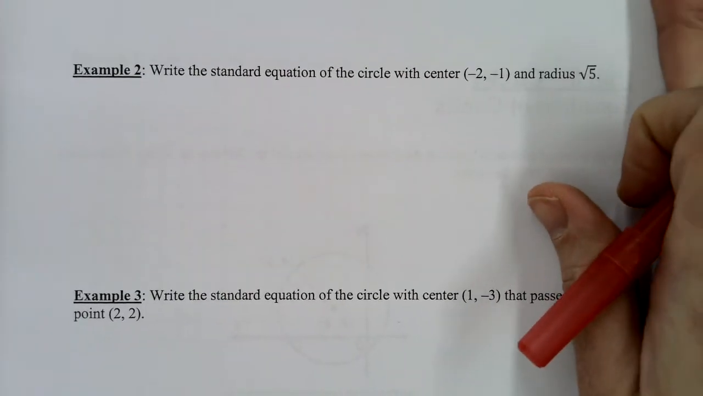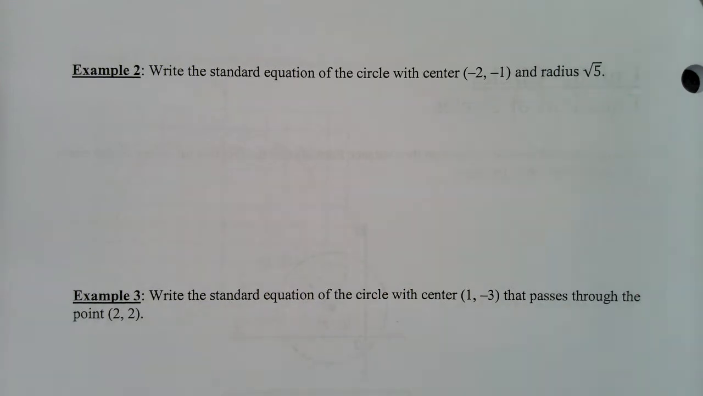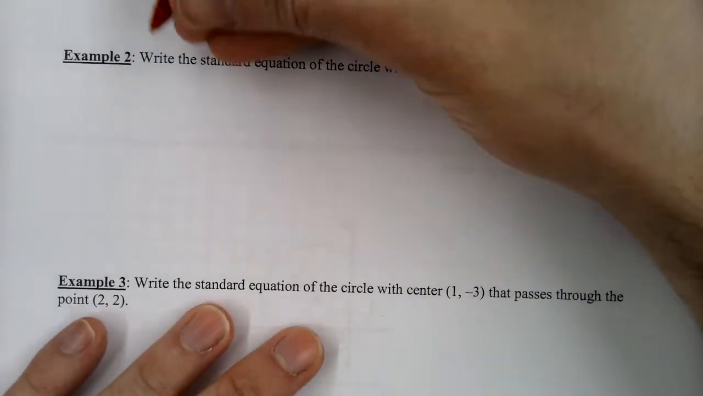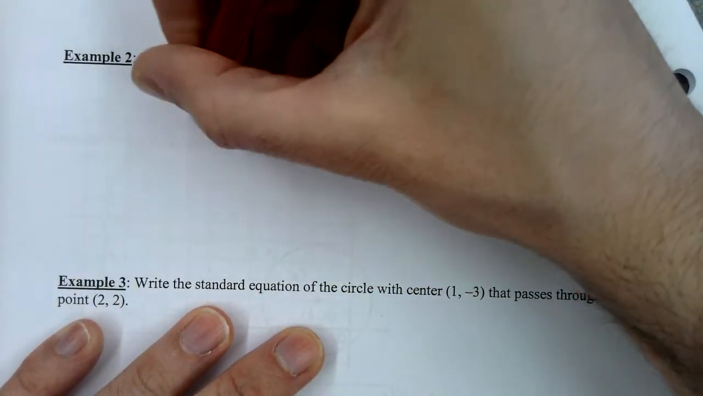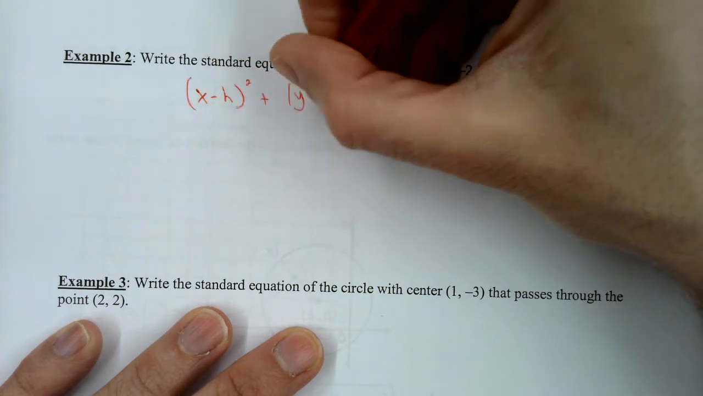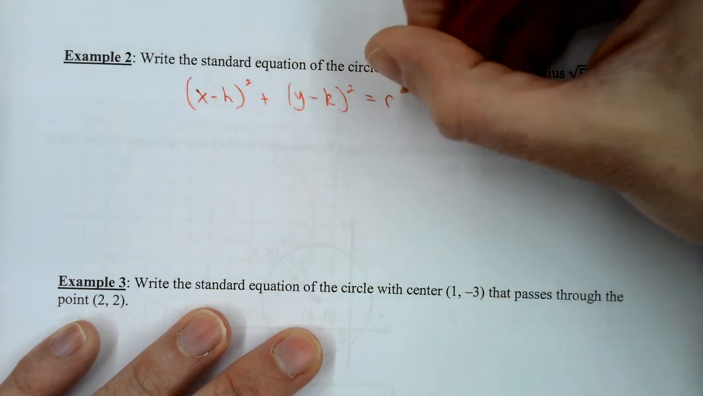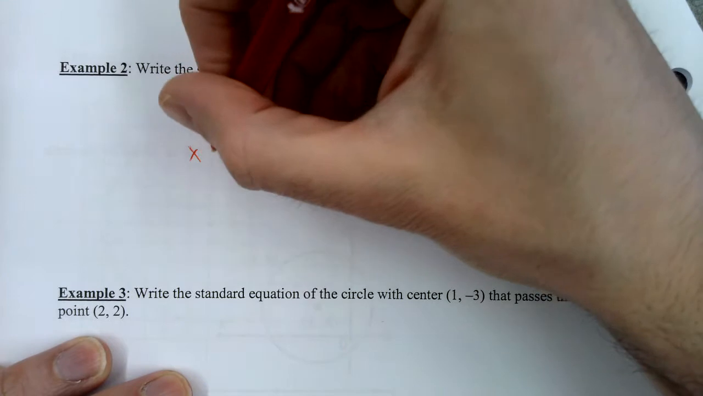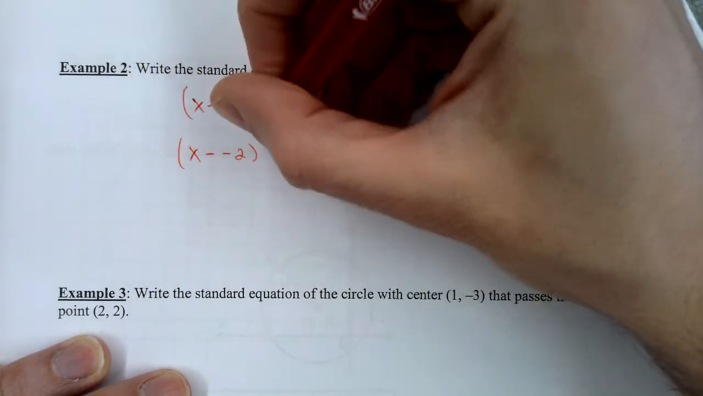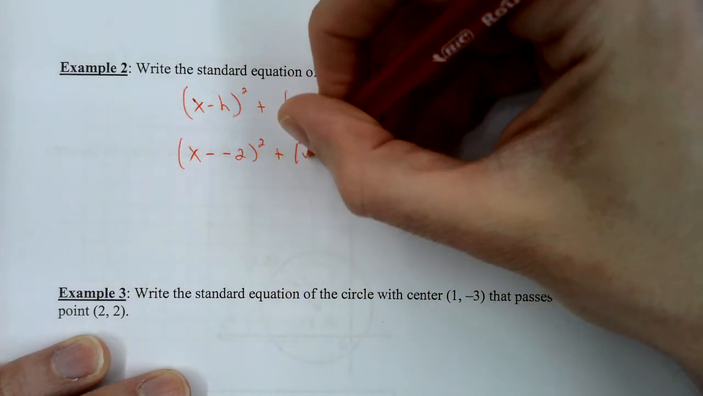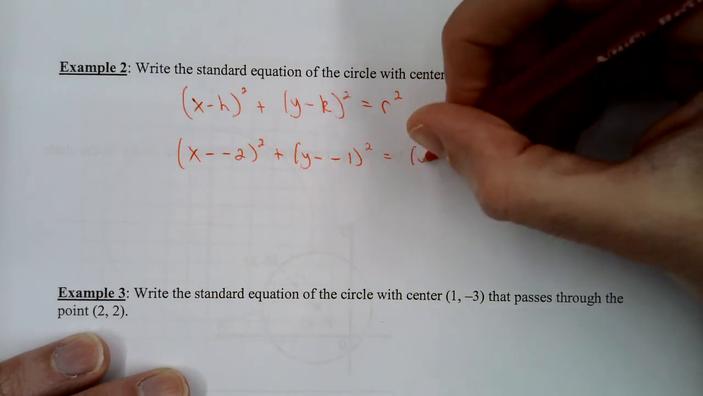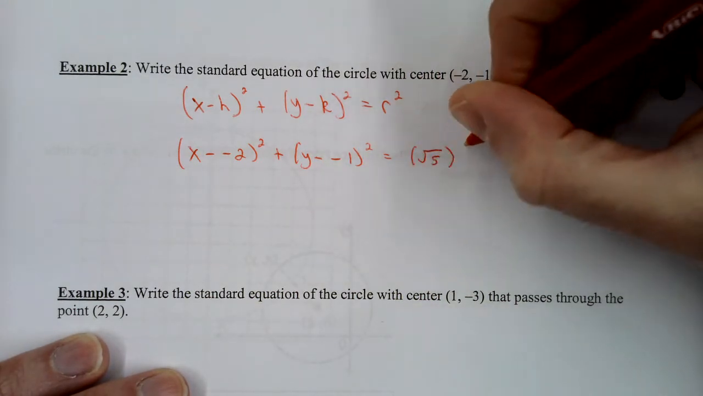Example 2 is very similar. You might be able to go right to the answer for this one too, but I won't. I'll write out all the steps. First, I'll write the actual form: (x minus h) squared plus (y minus k) squared equals the radius squared. So (x minus -2) squared plus (y minus -1) squared equals the radius, which is the square root of 5, squared.